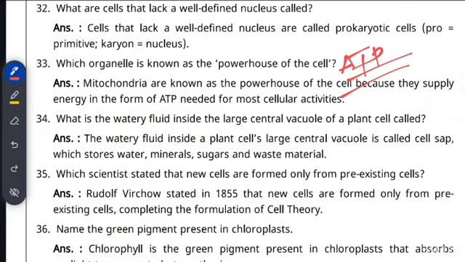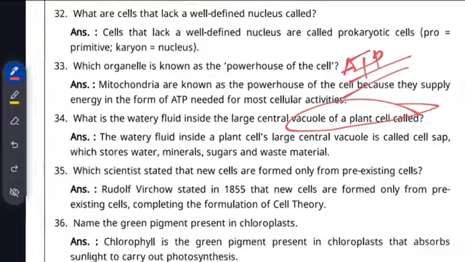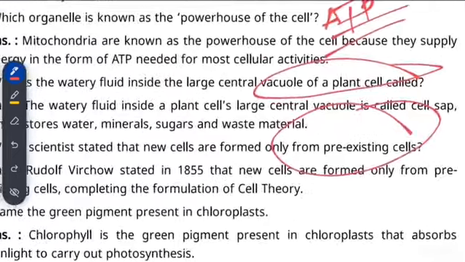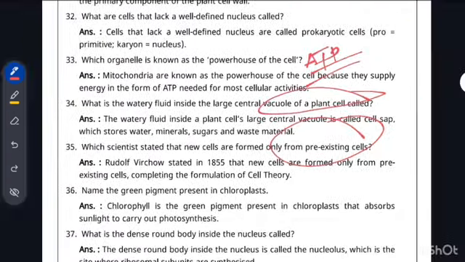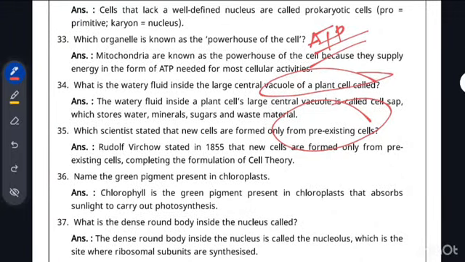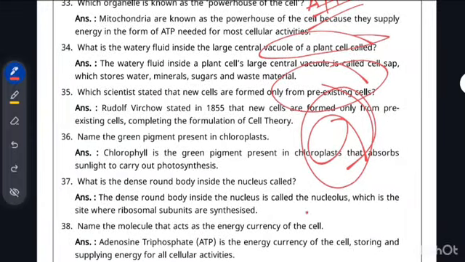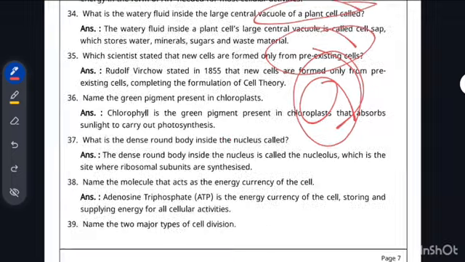What is the watery fluid inside a large central vacuole known as? Cell sap. Which scientist stated that new cells are from pre-existing cells only? Rudolf Virchow in 1855. Name the green color pigment present in chloroplast. Chlorophyll. What is the dense round body inside the nucleus? Nucleolus. Nucleolus inside the nucleus. What is the molecule that acts as energy currency? Look, wherever energy currency or mitochondria comes, the answer is adenosine triphosphate, ATP.